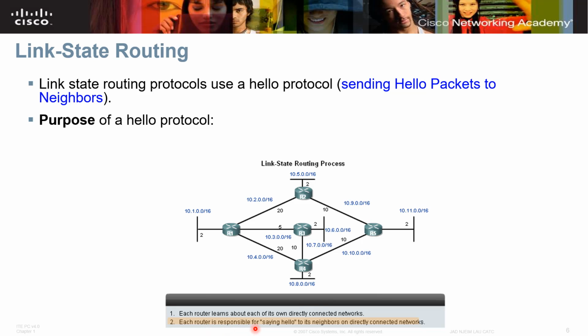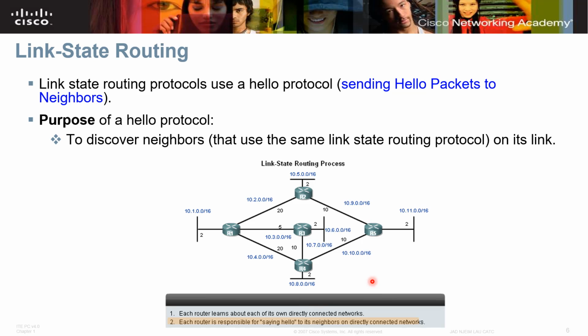Each router is responsible for saying hello to its neighbor on directly connected networks. So this hello packet will be exchanged between each router and neighboring routers. Okay, at the beginning hello packets are used to make sure that all neighbor routers are still alive. The purpose of the hello protocol is to discover a neighbor that uses the same link state routing protocol on this link. So for example, R1 needs to discover that there is R2 and that R2 and R1 use the same link state routing protocol. So and R3 and R4.